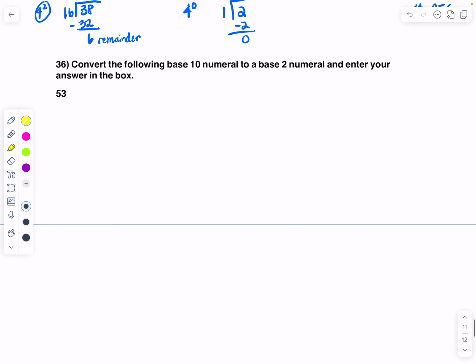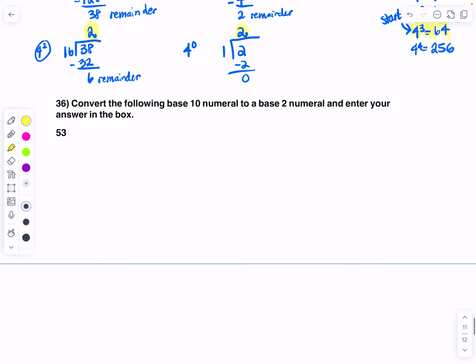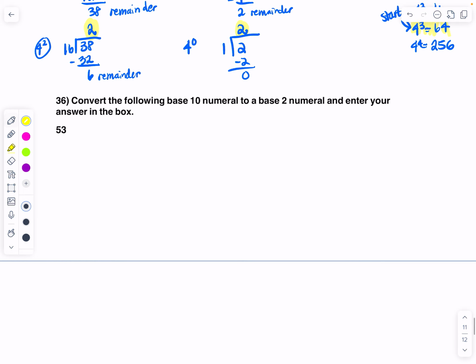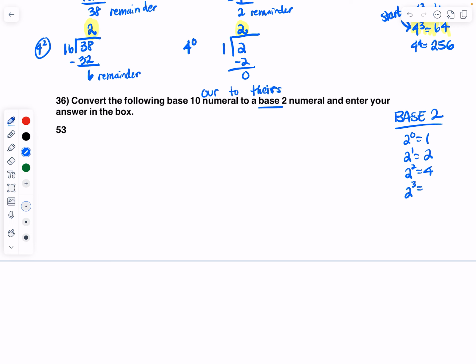36. Convert the following base 10 numeral to a base 2 numeral and enter your answer in the box. Again, we're going from our system to theirs. And we're doing base 2. Okay? So my first step is to write down all the base 2 values. So 2 to the 0 is 1. 2 to the first is 2. 2 to the second is 4. 2 to the third is 8. 2 to the fourth is 16. And 2 to the fifth is 32.